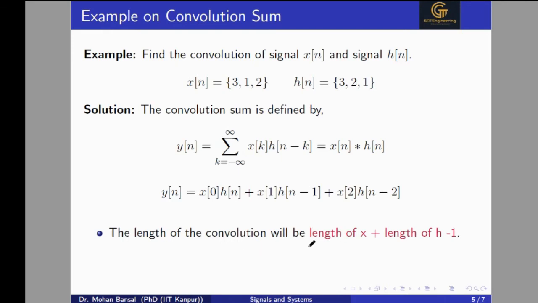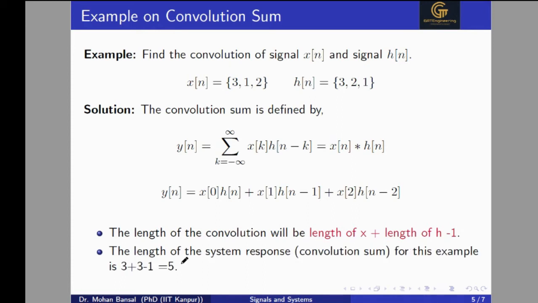Length of the convolution will be length of x plus length of h minus 1. Here we can see that length of x is 3, or 3 indexes are present in x, and length of h is also 3. So length of y will be 3 plus 3, 6 minus 1, which is 5. So the length of the system response will be 5.